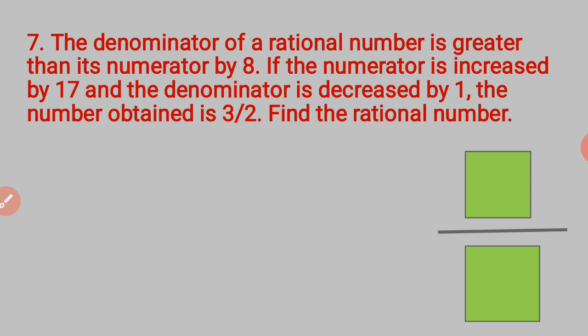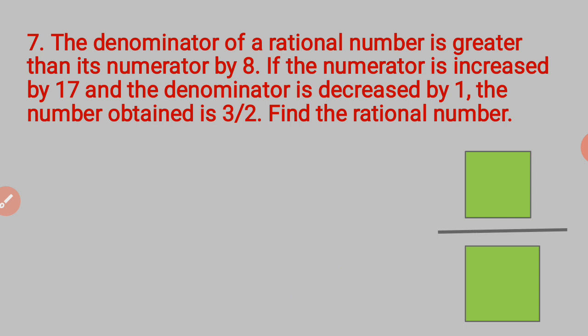Another, or rather the last example for now. Question number 7. The denominator of a rational number is greater than its numerator by 8. So we are talking about a fraction. One number above the division sign, one number below the division sign. The denominator is greater than the numerator by 8. In that case, the smaller is the numerator. So we will take the numerator as x and the denominator, being greater by 8, will be x plus 8. Then one more condition is given.